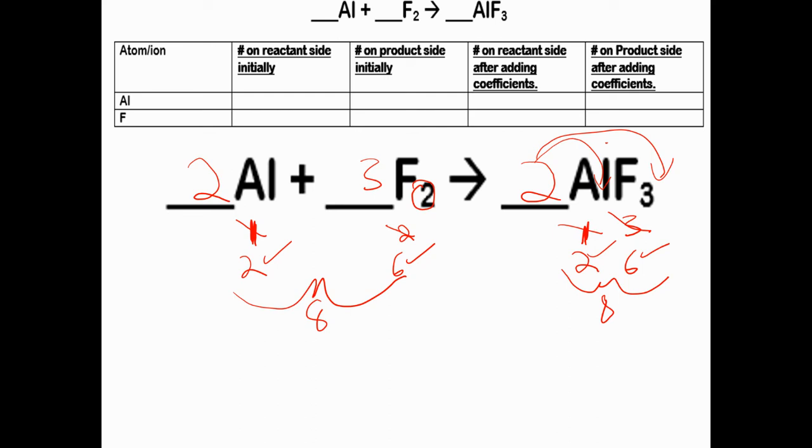So sometimes you might have to find a common multiple between the 2 and the 3, and the best way is simply to multiply them together to do that. One thing I want to mention is that some students in the past have done this. They said, well, this is balanced as well.